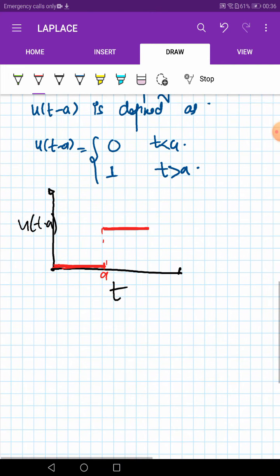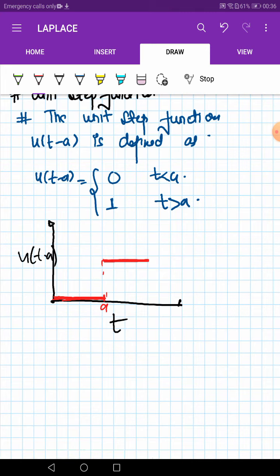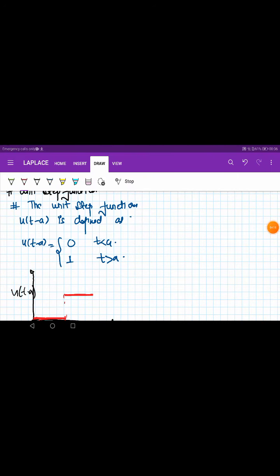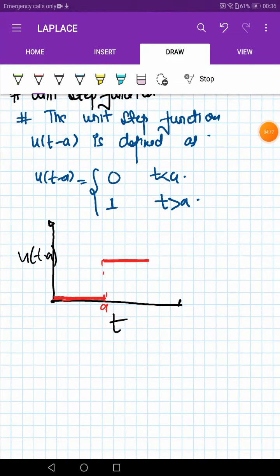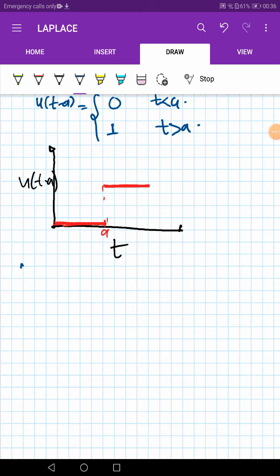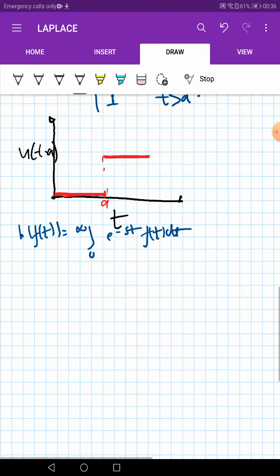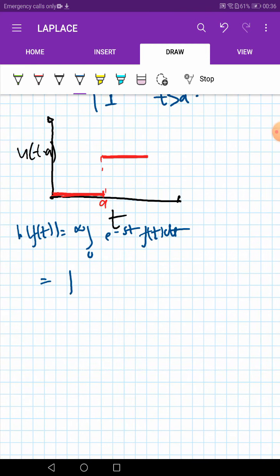Now if I want to find the Laplace transformation of the unit step function, how can we determine it? Let us write the definition of our Laplace transformation. L of f of t is defined as the integration from 0 to infinity of e power minus st f of t dt. Let us split the integral and put the value of the function. So the integration from 0 to infinity of e power minus st, where our f of t is u of t minus a, our unit step function, dt.